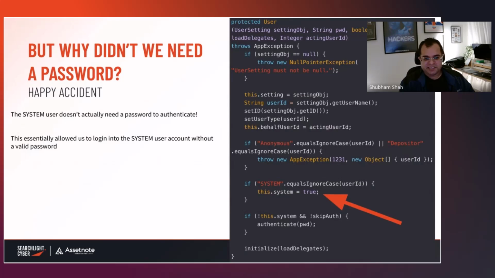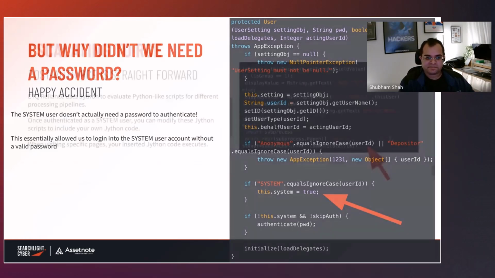So why didn't we actually need a password? Well, it seems that further down in the flow of these functions, the system user doesn't actually need a password to authenticate. And this essentially allowed us to log in to the system user without a valid password.